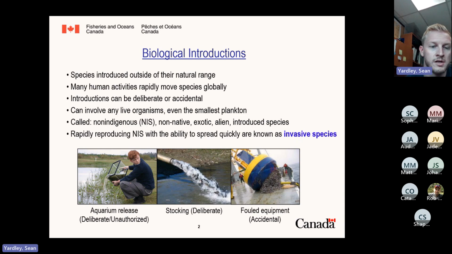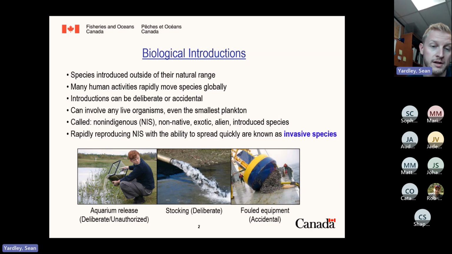So if you look on the left there, you'll see someone squatting down and dumping what looks like an aquarium into a pond or a river. And this would be an example of a deliberate or unauthorized introduction. So for example, people often go out and they'll buy a goldfish or whatever from the pet store, and they'll have it for a few years, and then for whatever reason, they can't care for it anymore. And often with the best intentions in mind, but not really realizing what the impacts will be, they'll just take it down to a local pond and dump it in there. And if that happens a few times or even once, there's the possibility for an established introduction in that way.